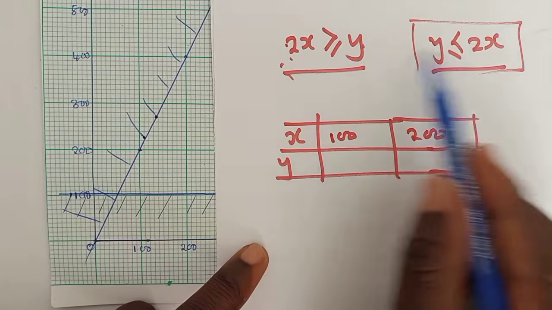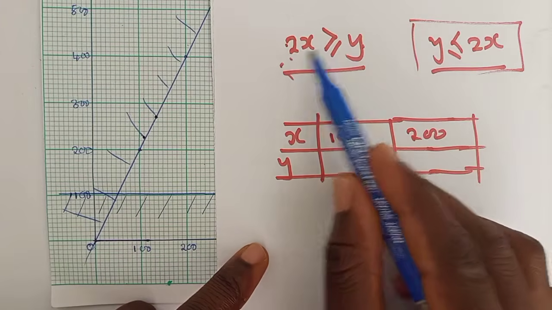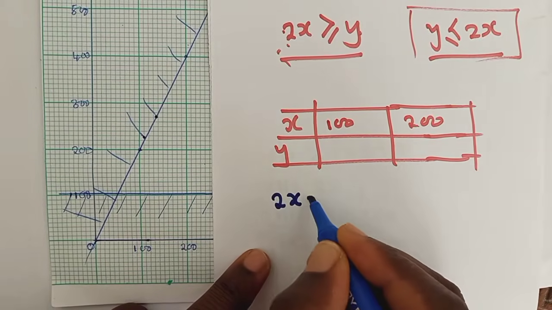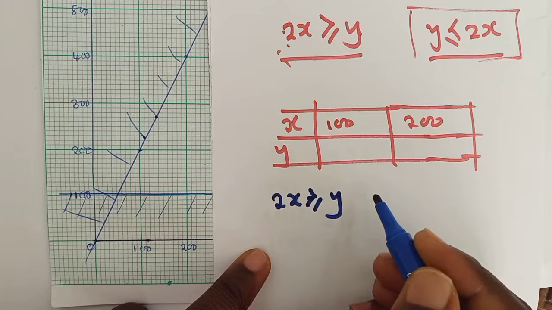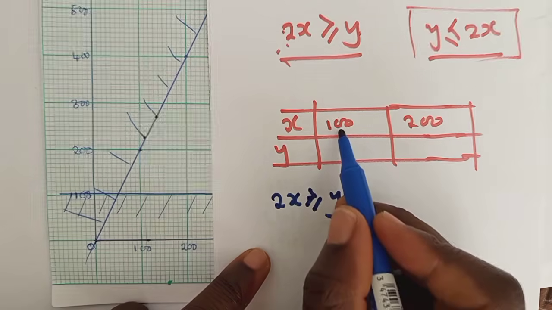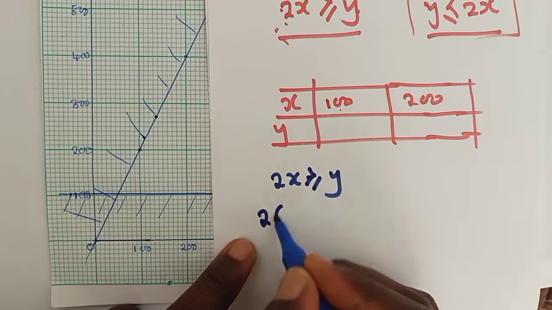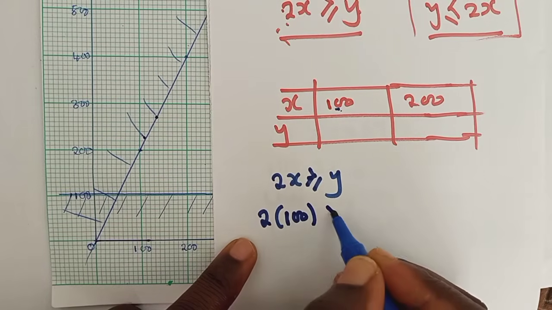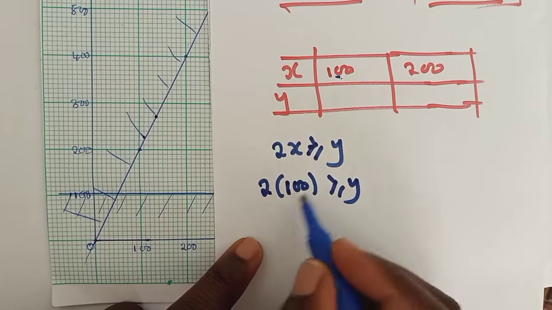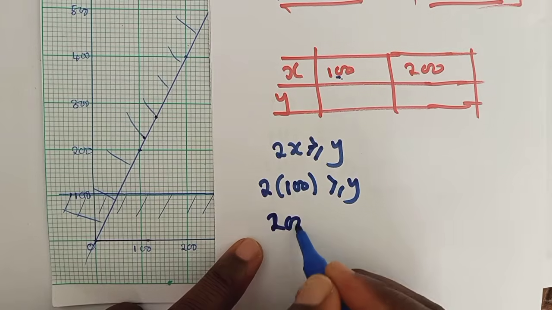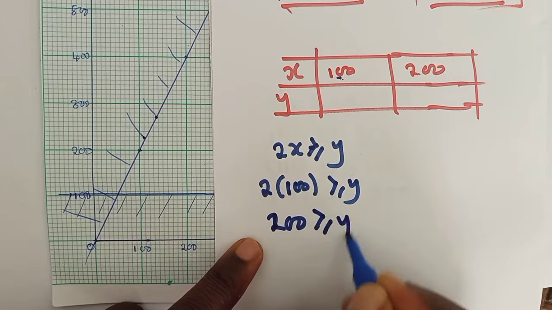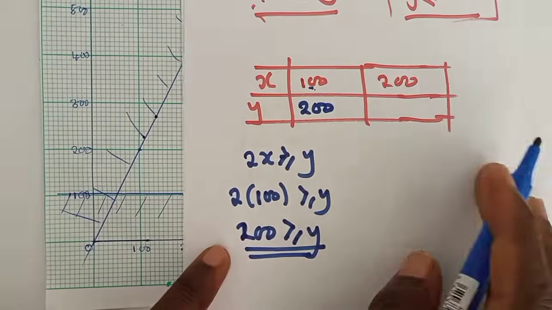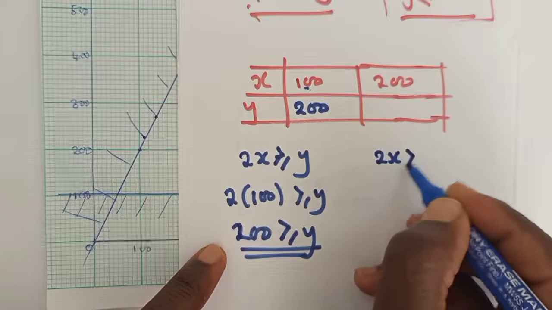You get one of the equations. Let me just get this one. I will say 2x is greater than or equal to y. So when x is 100, you get your 2 and put 100 where x is and solve. What are you getting? You're getting 200. So y is 200.